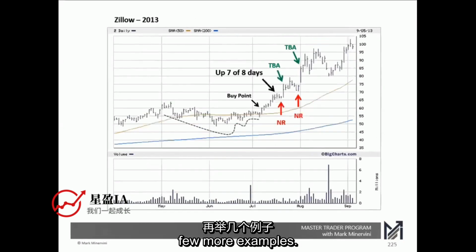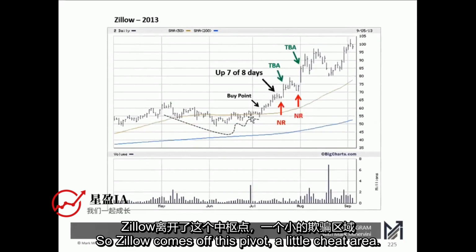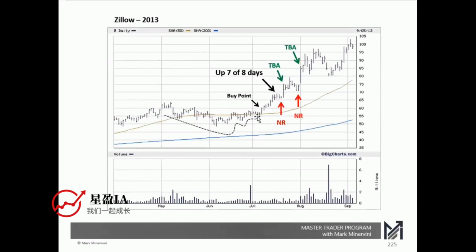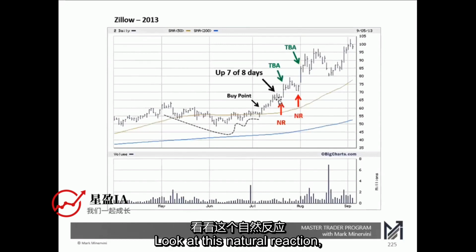A few more examples. Zillow. So Zillow comes off of this pivot, it's a little cheat area. Look at this, 7 out of 8 days up. Look at this natural reaction.